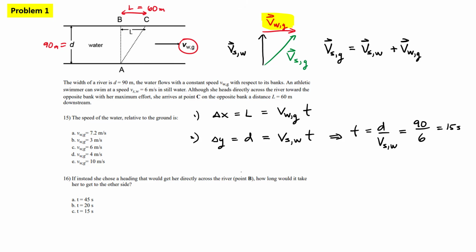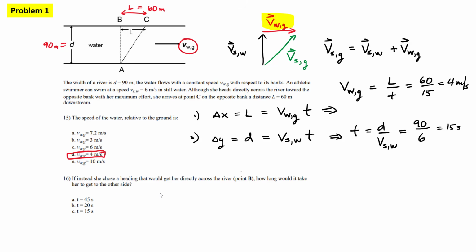So now we go back to our first equation and substitute into it to solve for our unknown. Let me just write down the expression. The speed of the water relative to the ground is going to be L divided by that total time. This is 60 divided by 15 seconds, which is what we just solved for. So we get a speed of 4 meters per second. Looks like choice D is the correct answer right here. So not a bad problem.